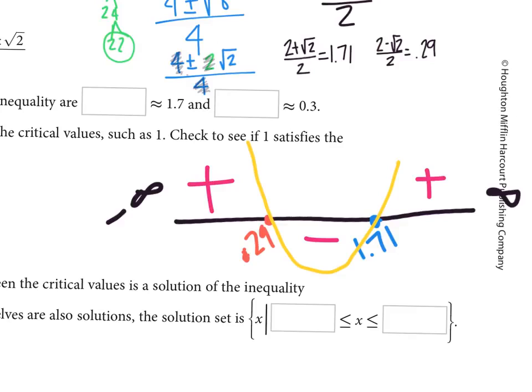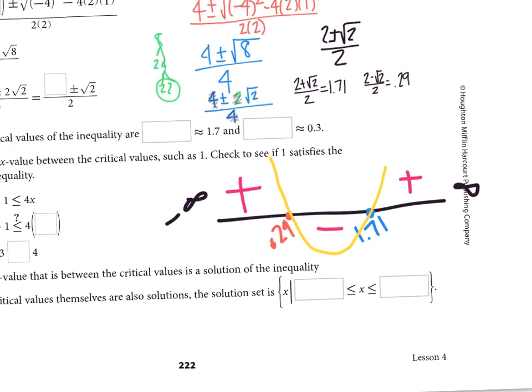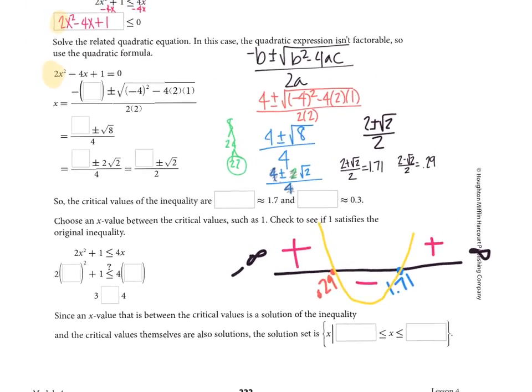And again, all I'm looking at is if this part of my graph is above or below the x-axis. So over here, everything in this direction, it's above. Everything in between here, it's below. And then everything over here to the right, it is above. So if I want to write my answer, well, wait, hold on. Which section am I looking for in this problem? What did I want?